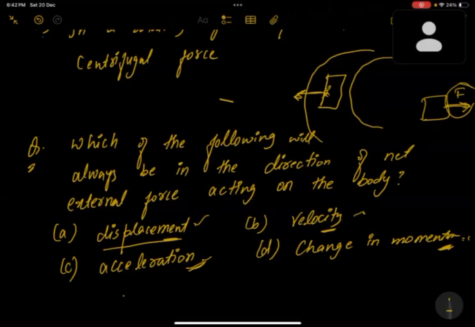Acceleration. Right, for acceleration. Where the net force direction is, the direction of acceleration will be the same as the force direction. Can you give me an example where the displacement direction is different from the force direction?